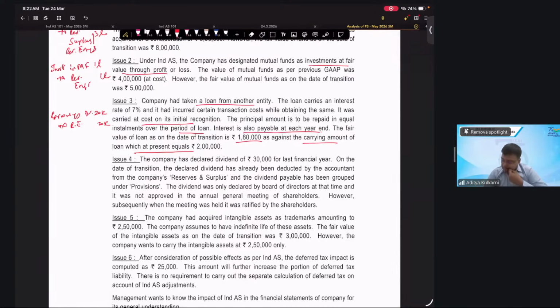Dividend payable needs to be reversed. Why? In Ind AS, we will book for dividend only when it is ratified by the shareholders. Correct. So the entry will be provisions account debit, because it's sitting in provisions, and credit will be retained earnings. Is it okay? Yes, sir. 30,000. All right. Next.